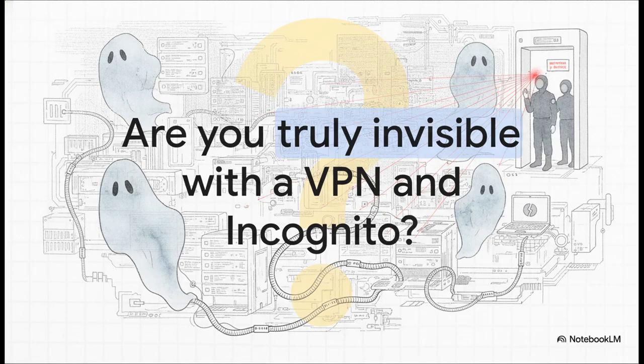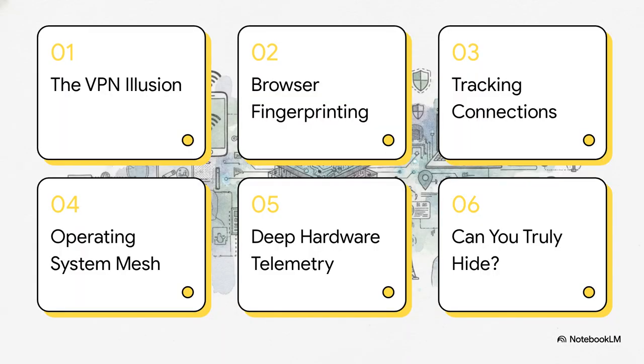Yet, in April of 2024, Finnish police stopped him dead in his tracks at the Helsinki airport on an Interpol red notice. How did they find him? Well, because true digital invisibility is largely an illusion. Here's how we're going to break this down. First, the VPN illusion. Then, surface-level browser fingerprinting, network connection tracking, the operating system mesh, deep hardware telemetry, and finally, we'll ask, can you truly hide? Okay, let's dive into this. We are going to take a journey straight down the technology stack, from the surface level of the web browser all the way down to the absolute bedrock of silicon hardware.